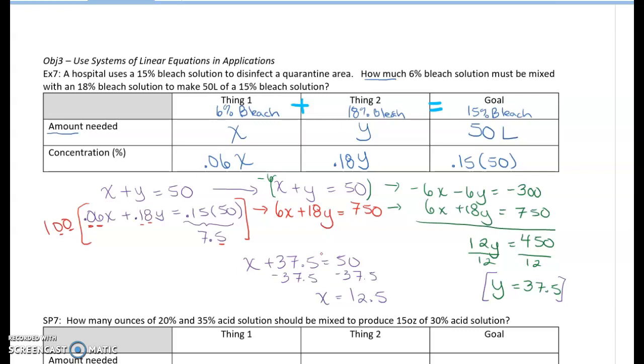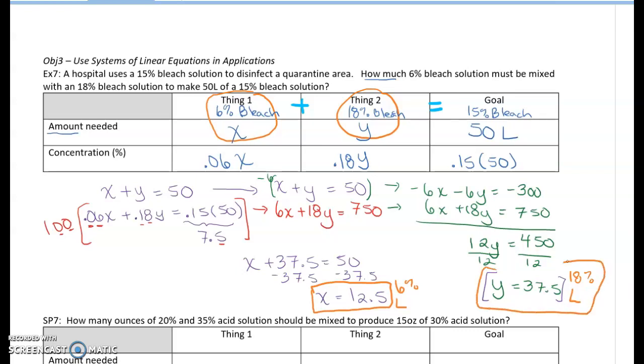Now we've done all the math. The hard part is done. We have our 2 answers. But in order to answer the question, we need to remember what we made x and what we made y. So the 6% bleach is the 12.5, and it's going to be in liters. The 37.5 is referring to the 18% bleach, and again, it's going to be in liters. So we will not answer this as an ordered pair. We have to go back and remember, what do we label as x? What do we label as y?